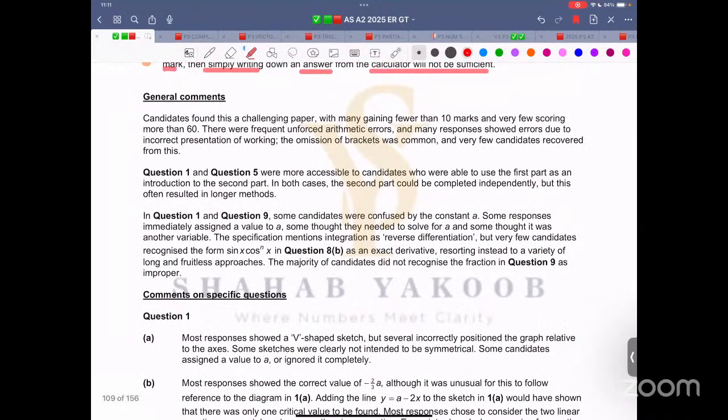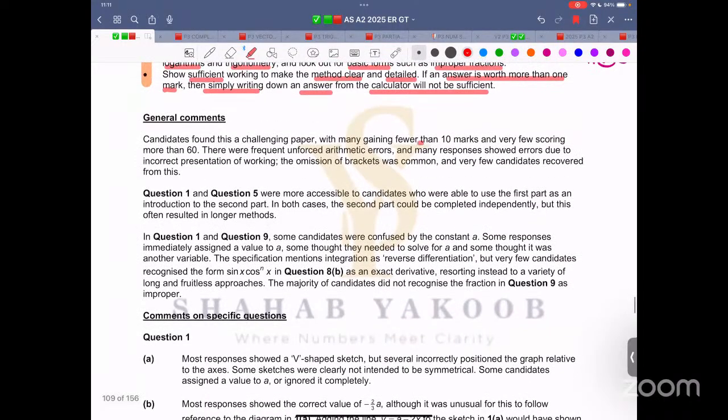Now, candidates found this as a challenging paper, with many gaining fewer than 10 marks and very few scoring more than 60. There were frequent unforced arithmetic errors, and many responses show errors due to incorrect presentation. Omission of bracket was common, and very few candidates recovered from this.